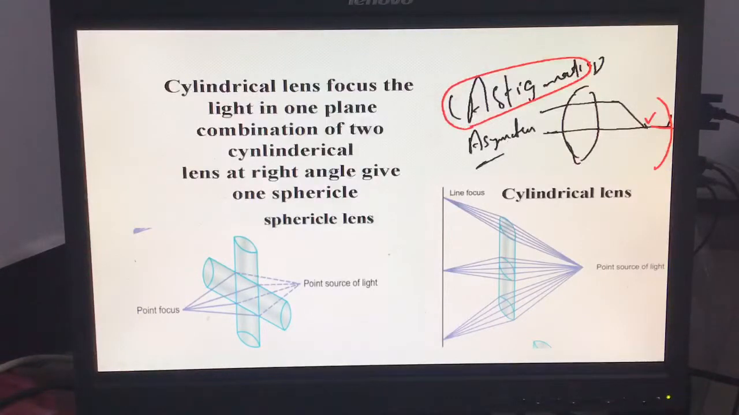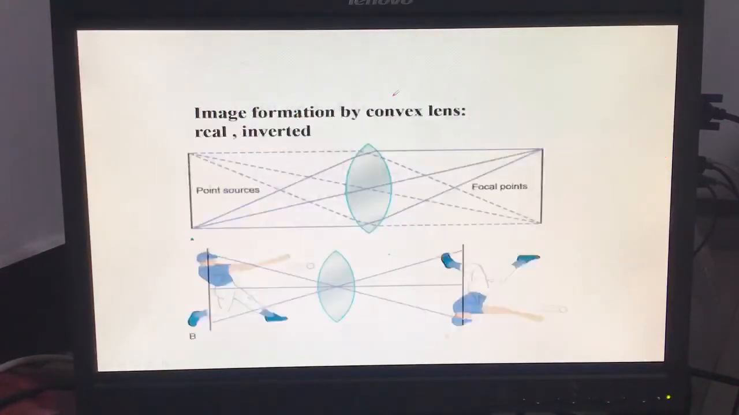Now for this purpose we can use a cylindrical lens. The cylindrical lens is a mixture of convex lens plus concave lens. The cylindrical lens can do the function for both lenses, concave as well as convex. So the cylindrical lens is used for astigmatism.